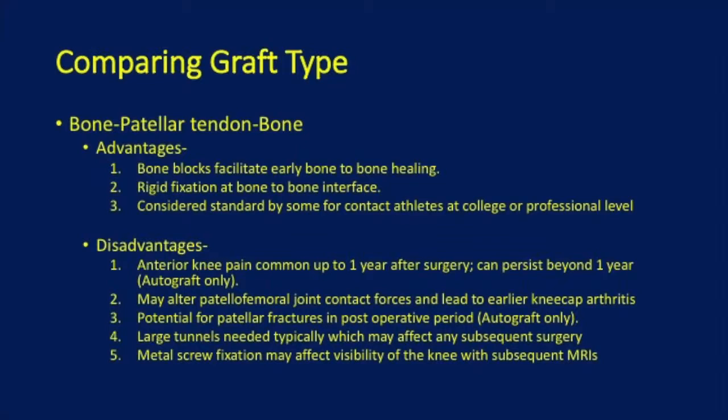There are also many disadvantages. Anterior knee pain is common up to 1 year after the surgery and can persist beyond 1 year for an autograft BTB harvest. There is data to suggest that patellofemoral joint contact forces are changed and lead to earlier kneecap arthritis. There is also the potential for patella fractures in the postoperative period. Additionally, large tunnels are needed, which may typically affect any subsequent surgery. Metal screws are often used for BTB fixation, which may affect visibility of the knee with subsequent MRIs.